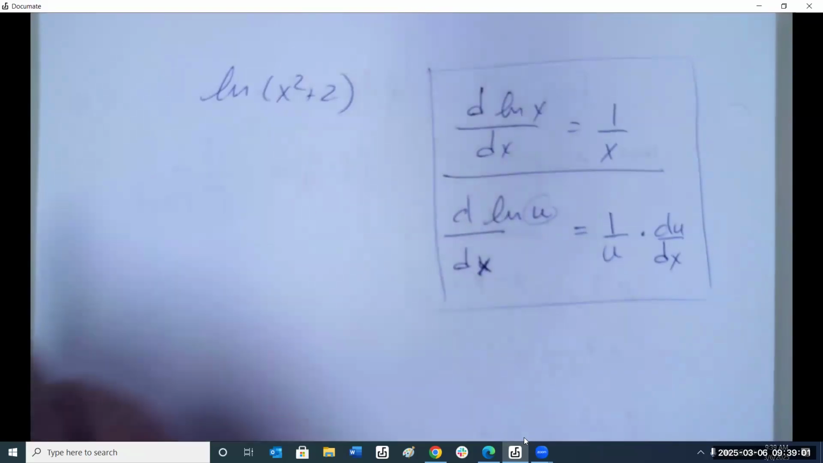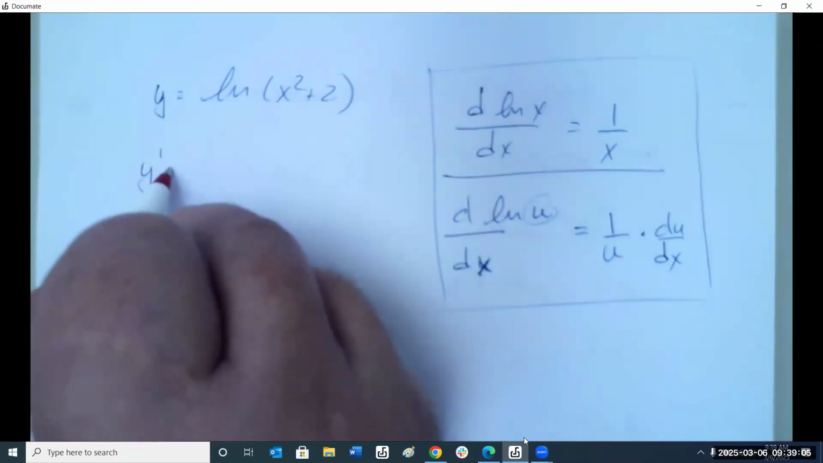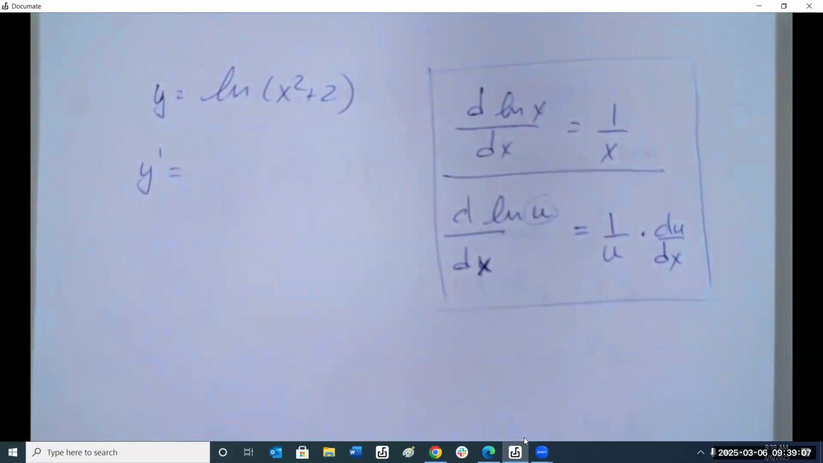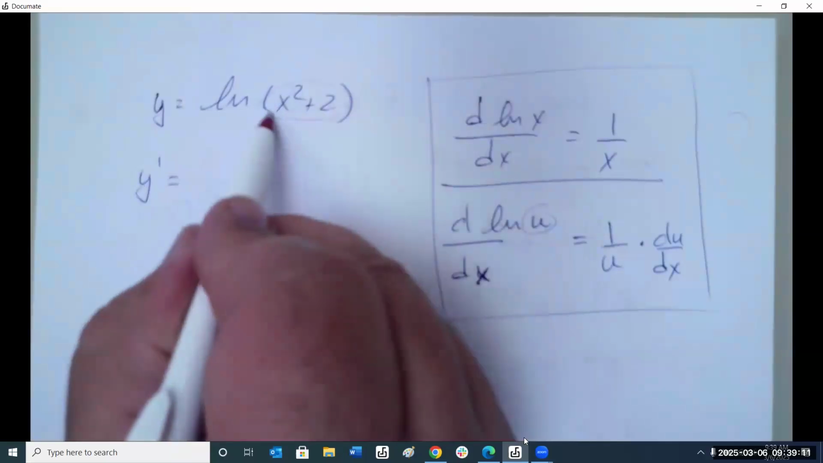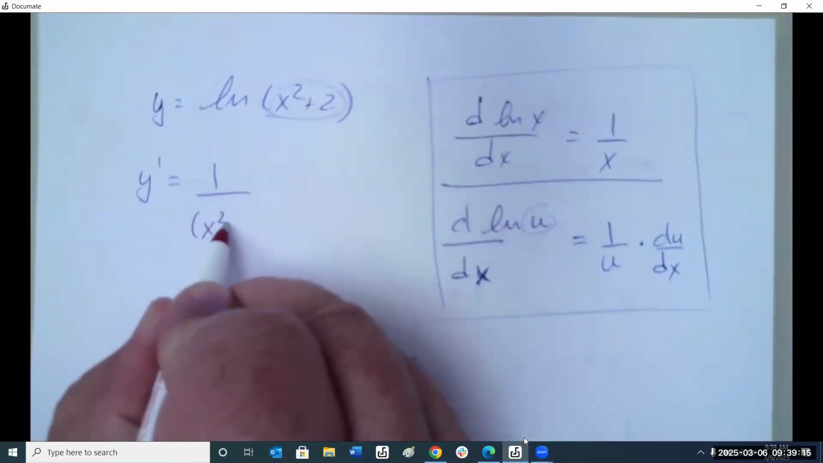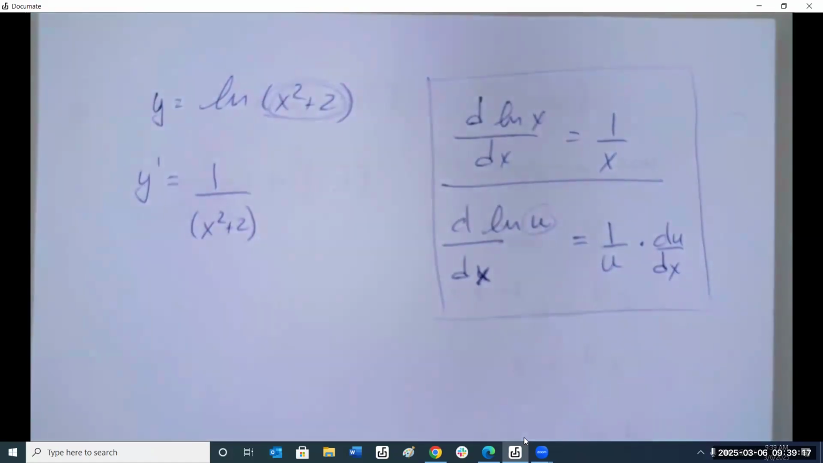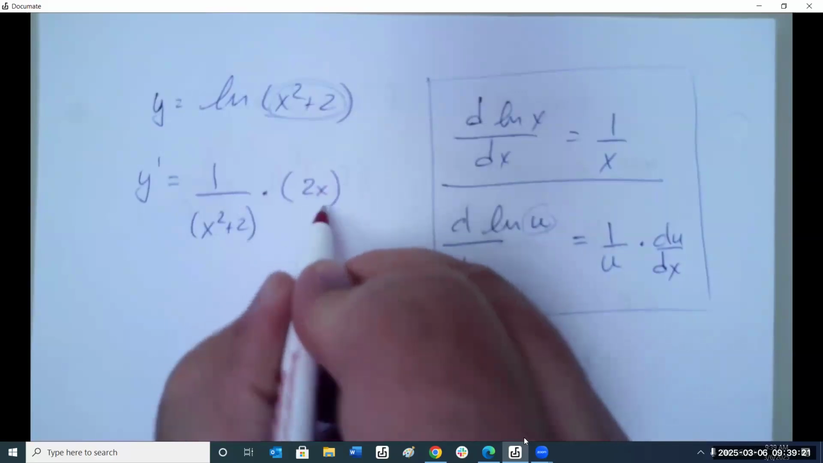So for this example, if this equals y, then y prime would equal, here's the u, so it's 1 over u times du, which is 2x.